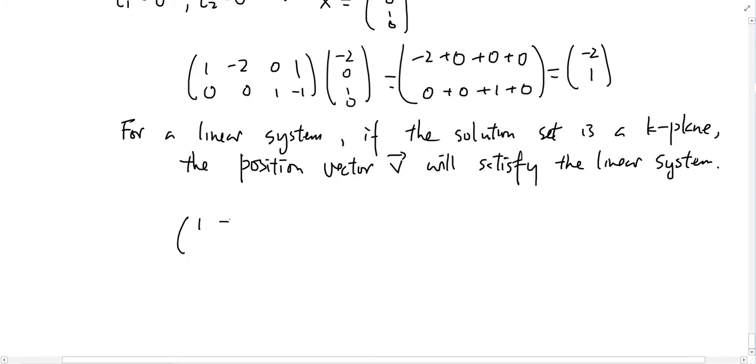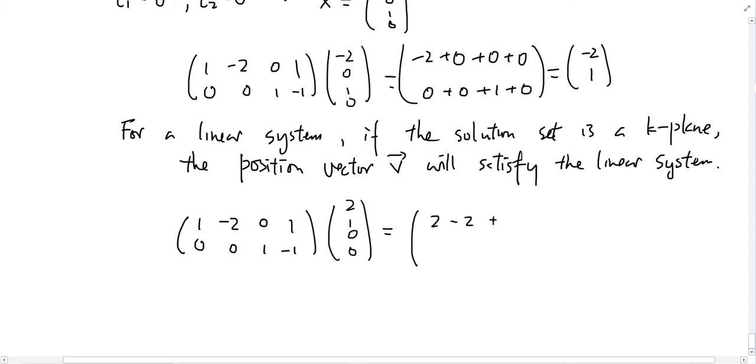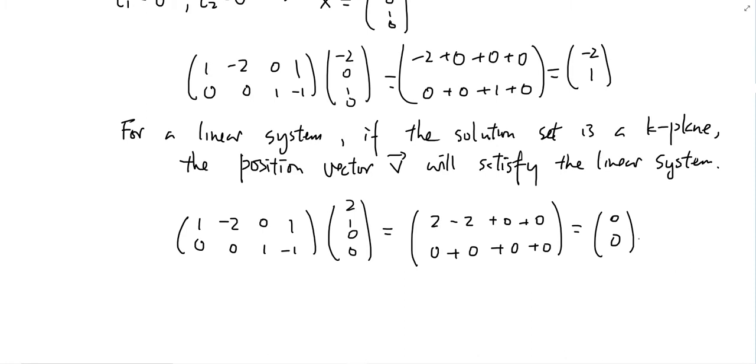So if I take the matrix and multiply it by the direction vector, which has the same effect as plugging the vector into the variable, what you get will be this. In this case, 2 minus 2 plus 0 plus 0. On the bottom, 0 plus 0 plus 0 plus 0. So what you get is actually (0, 0). That's interesting, because that does not give me (-2, 1), meaning that the direction vector does not satisfy our linear system, not like the position vector does. But it does give me the 0 vector.